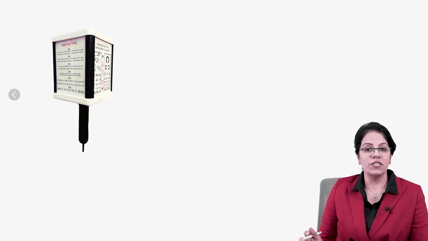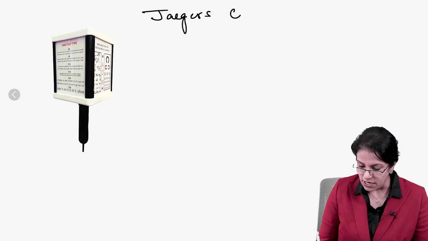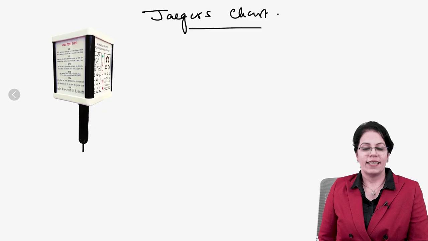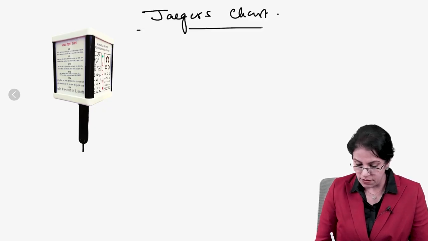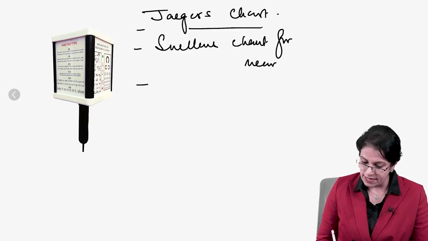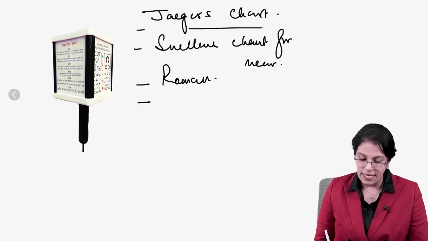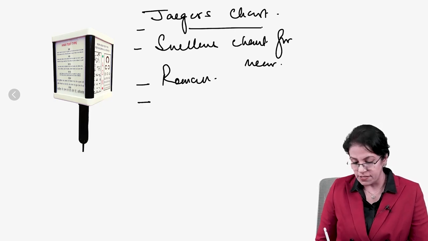Talking about near vision, of course, for near vision we can go for Jaeger's chart. You should again be familiar with the name Jaeger's chart. What can be the other names? We also have Snellen's chart for near. Then, a few more names like Roman. And even the logMAR and ETDRS version is available.